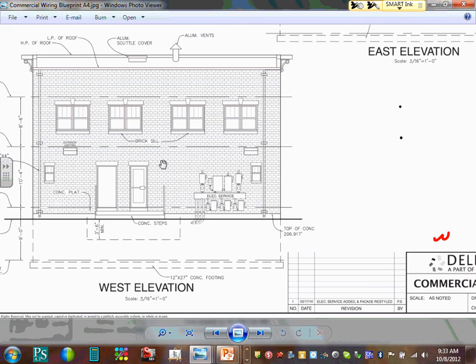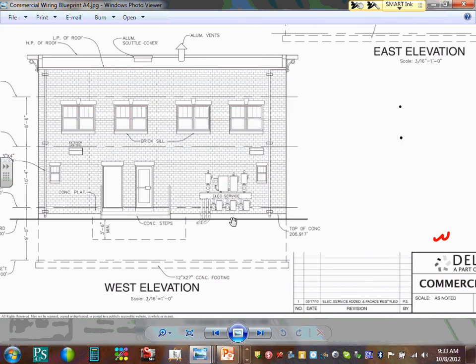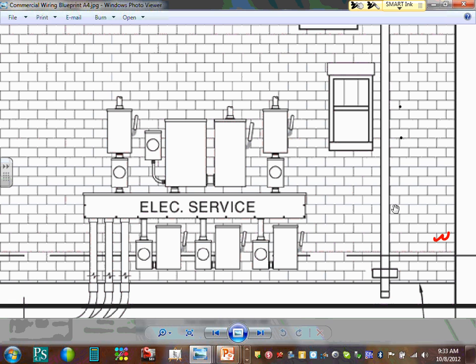Then they have another elevation. This is the west elevation. From the west, this is my favorite. This is how your service is going to look. Can you guys see how your electrical service is going to look? Very, very important, because that's the most important thing for us. So I focus on the electrical service.